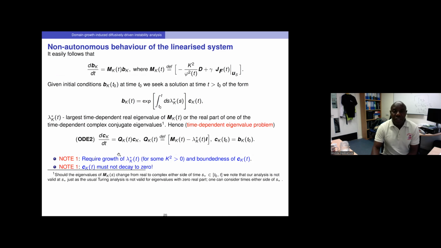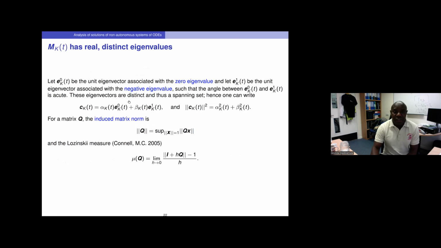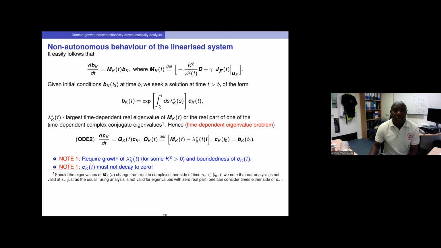So once I do that, I'm going to continue again. I can write this nicely in terms of just vector matrix notation again, as d b k over dt equals m k of t times b k. M k of t is defined here. It's the matrix that combines the diffusion part and the reaction part, the linearized reaction evaluated at the time-dependent manifold.